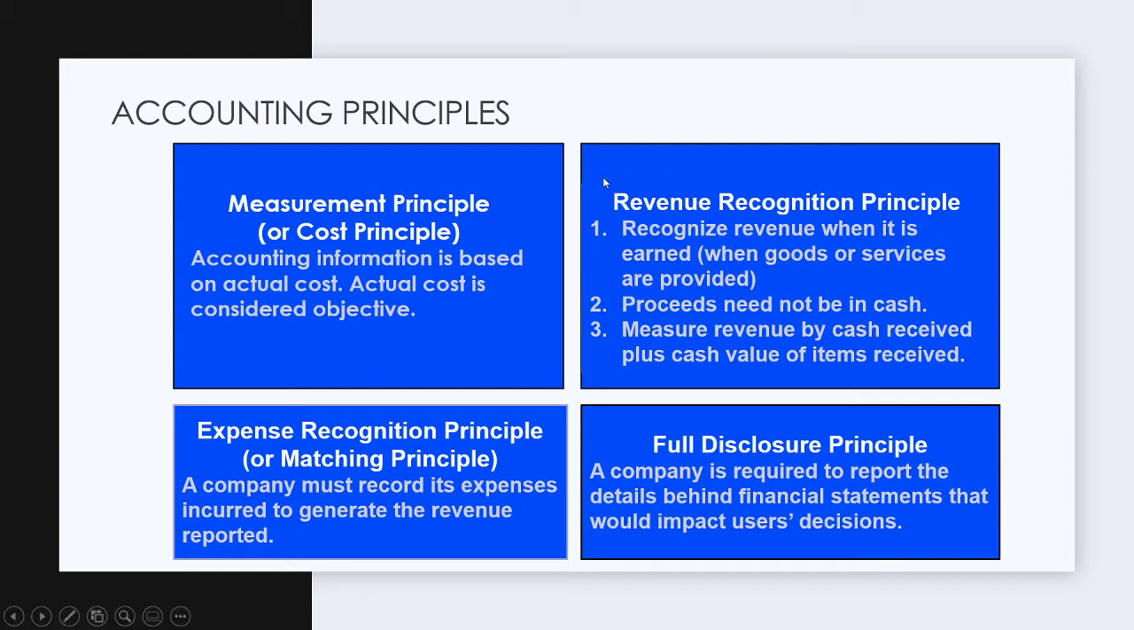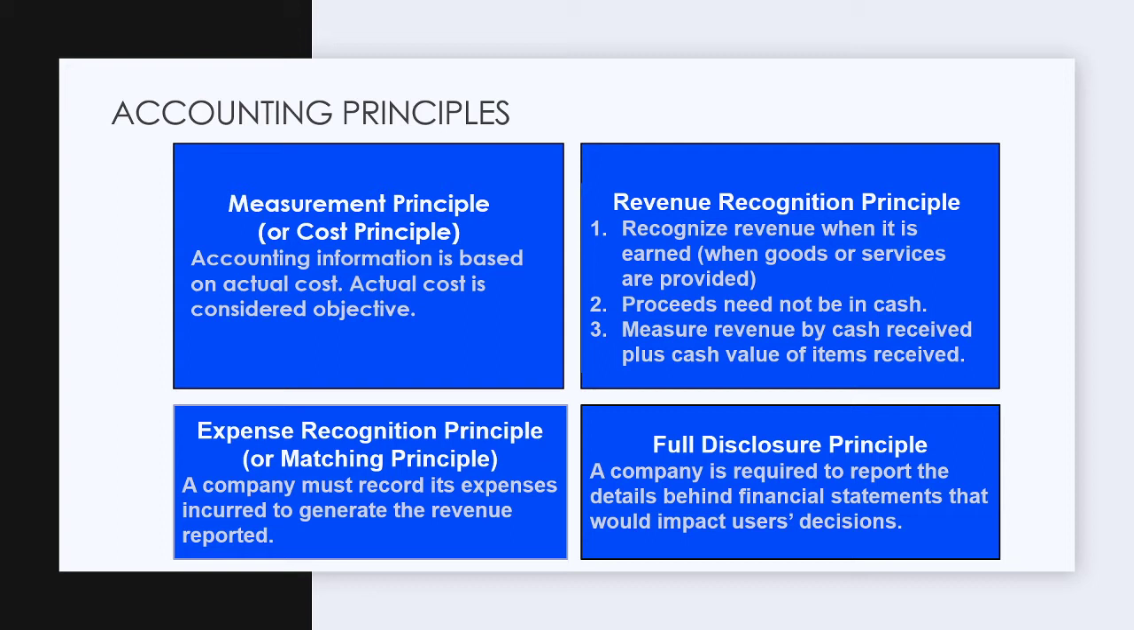The next key one is the revenue recognition principle. This is a little more complex with ASC 606, the new revenue recognition guidance, which talks more about performance obligations, but the theory is generally the same: revenue should be recognized when it is earned, or when a performance obligation is satisfied. That's when goods or services are provided.